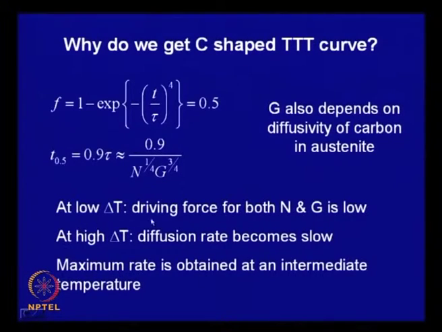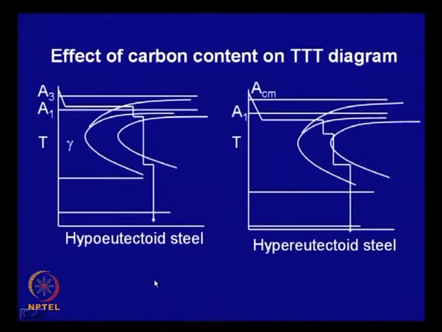And to sum up, at low delta T the driving force for both nucleation and growth is low, and at high delta T the diffusion rate becomes extremely slow. Therefore, although the nucleation rate may go up, the growth becomes very slow, and therefore the maximum rate that you get is at an intermediate temperature. So, this explains the C shaped nature of the curve.